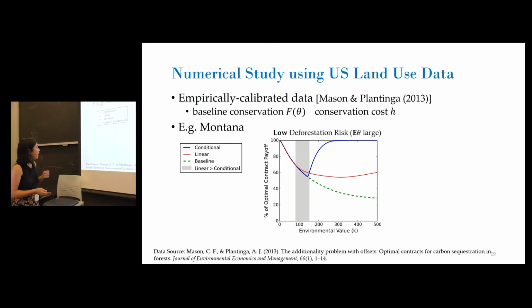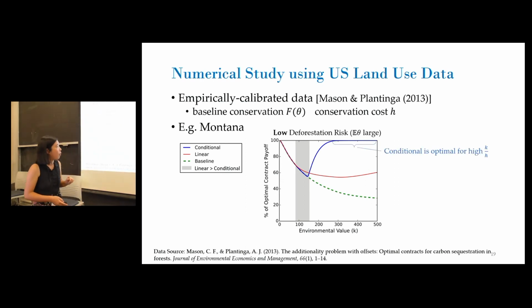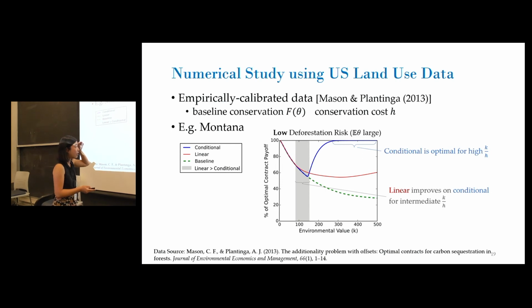Okay, so what I'm plotting here is the best conditional contract in blue, the best linear contract in red, and the baseline of not paying the agent to do anything in green, and I'm highlighting this little sliver where my linear contract does better than my conditional contract. Going back to our theoretical takeaways, one thing we observe is that the conditional contract is indeed optimal if I have high environmental value. I'm just paying the agent to conserve everything. And then there's this intermediate regime where linear contracts improve on conditional contracts.